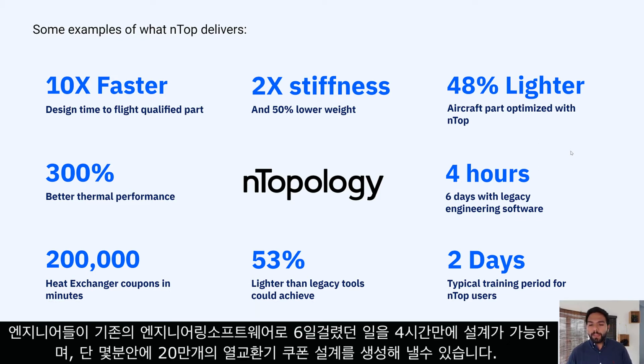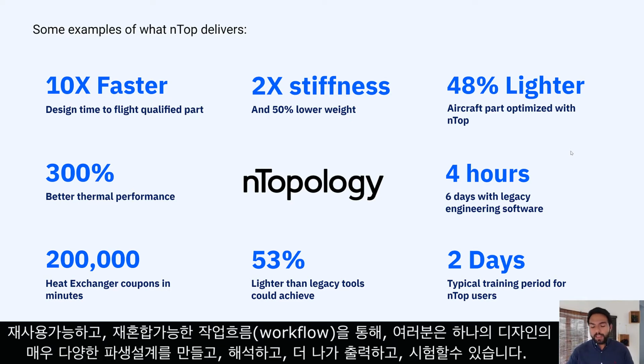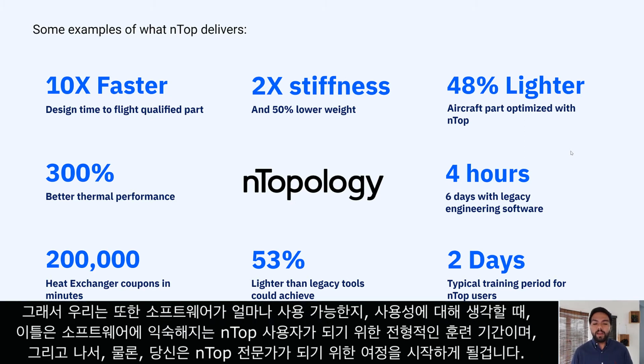4 hours. And so this is 4 hours compared to what used to take engineers 6 days with legacy engineering software. 200,000 heat exchanger coupons produced in minutes. So because of these reusable, remixable workflows, we can create multiple iterations of a design and actually simulate those, maybe even print them and test them.